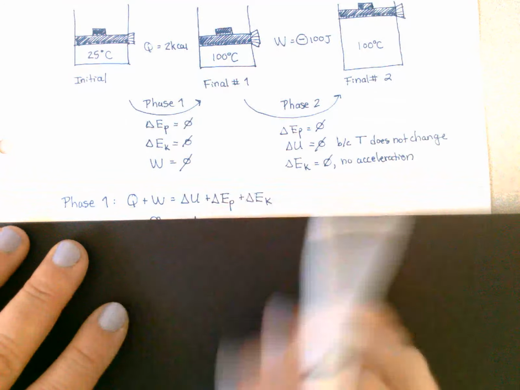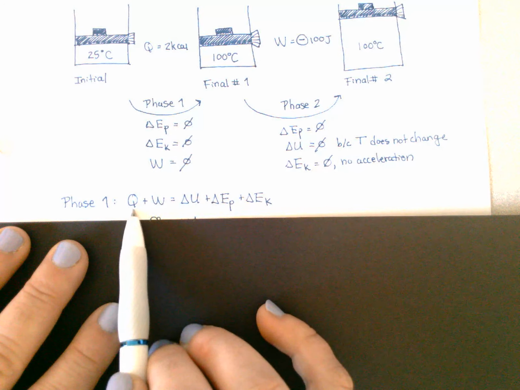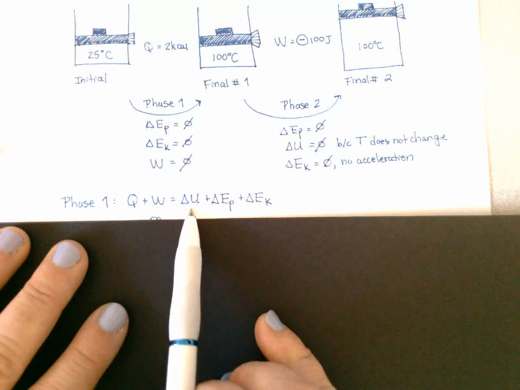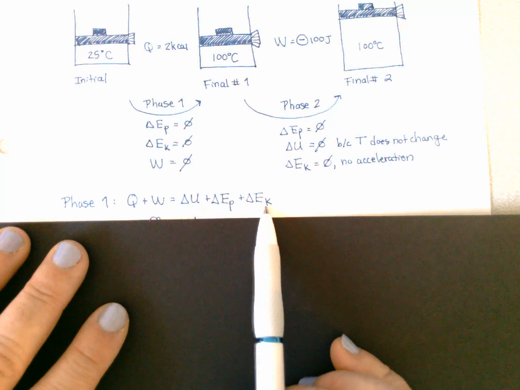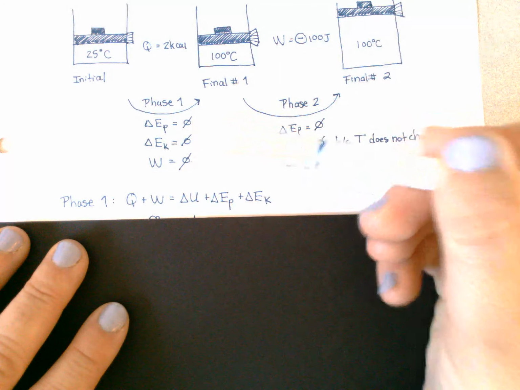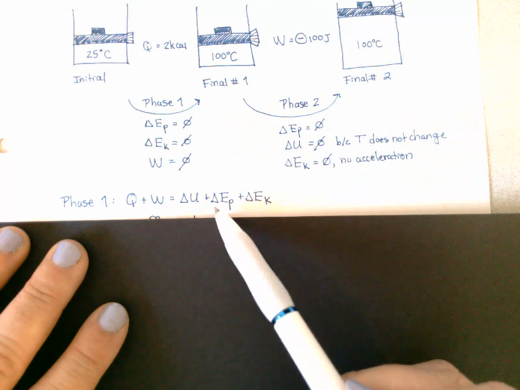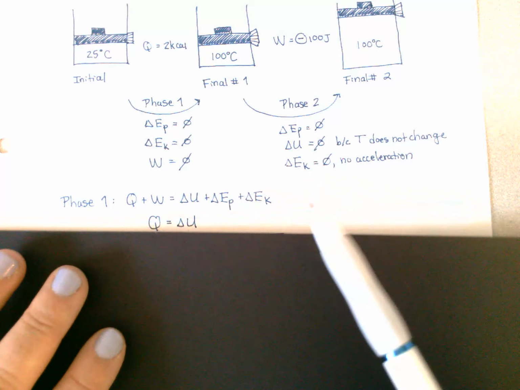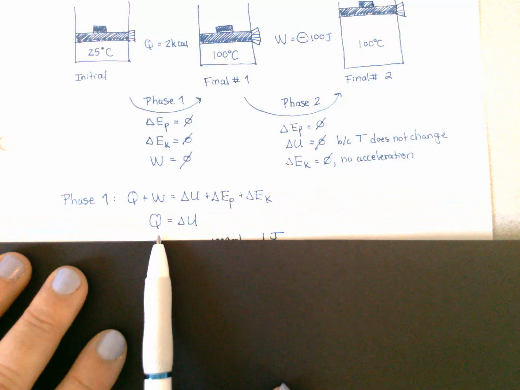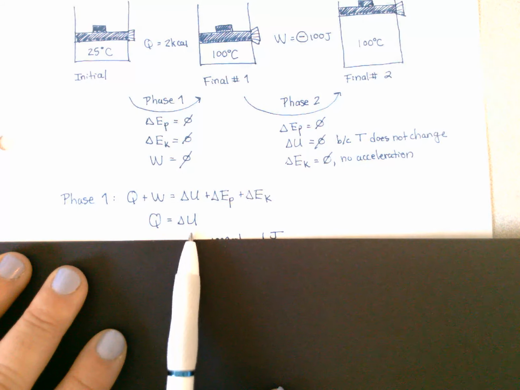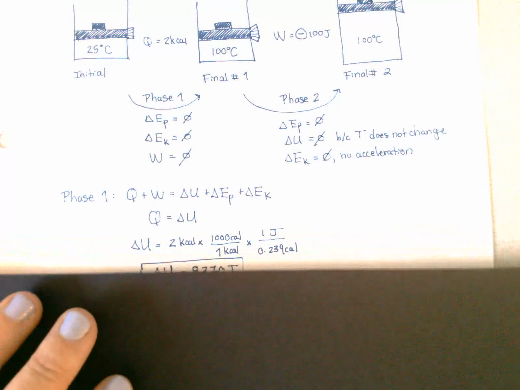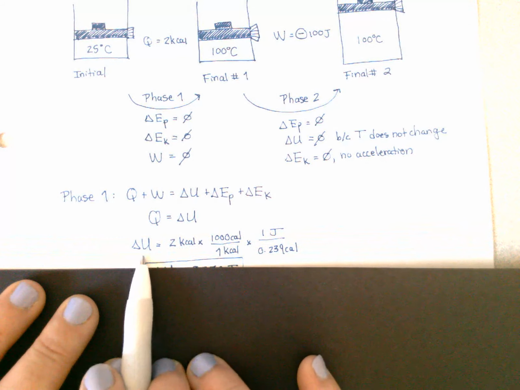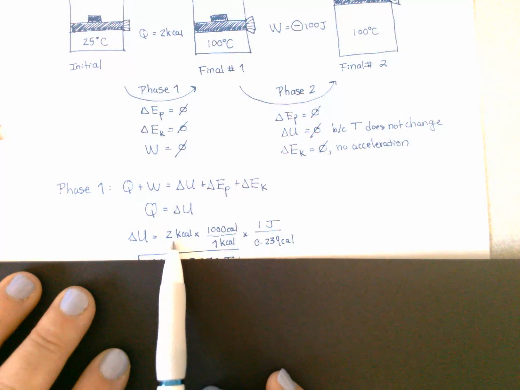For phase 1, we write our closed system energy balance: heat plus work equals the change in internal energy plus the change in potential energy plus the change in kinetic energy. Looking at all these terms, we can cancel out W, E sub P, and E sub K. That leaves us with the amount of heat that enters the system equal to the change in internal energy. So we can very simply say that delta U is going to equal Q, and we want to do some unit conversions to make sure we're in good, easy units to use.